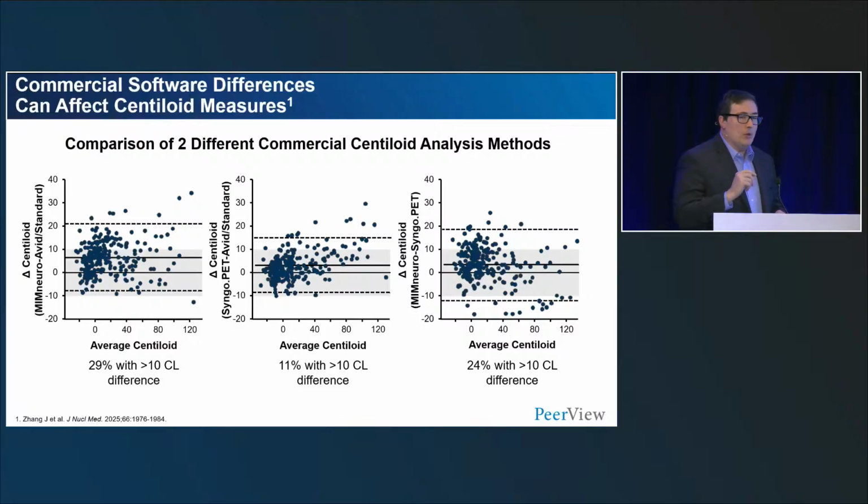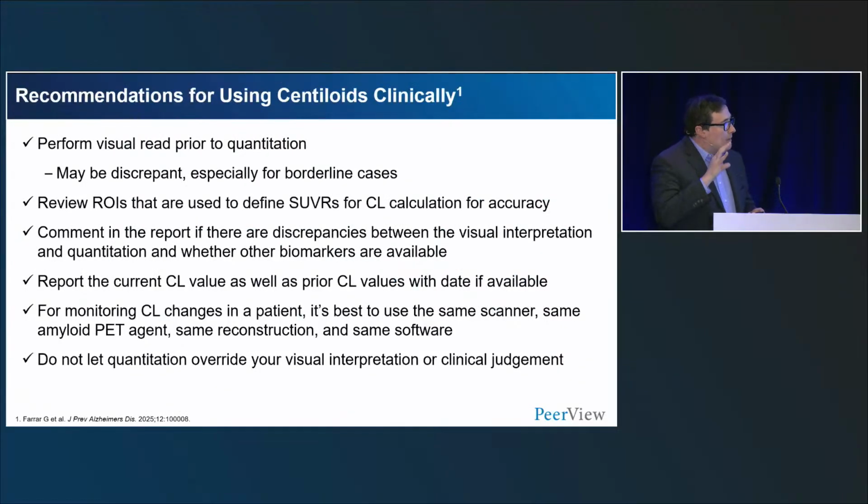So importantly, these are not extremely precise values. And so, trying to differentiate 12 from 14, I don't know if that's reasonable. So in terms of how to use these clinically, I like to perform the visual read, make my mind up, see what the Centiloids show. And we do see discrepancies. Some of this may be an error in reading. Some of this may be an error in Centiloids. Some of this patient is right at the edge of positivity, both visually and quantitatively.